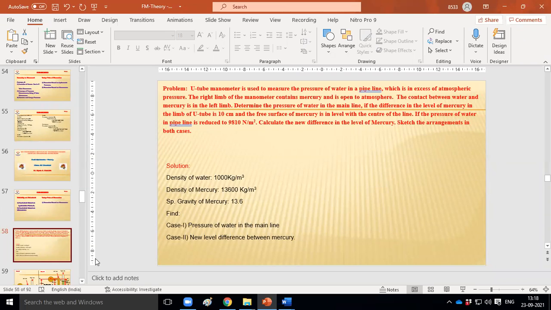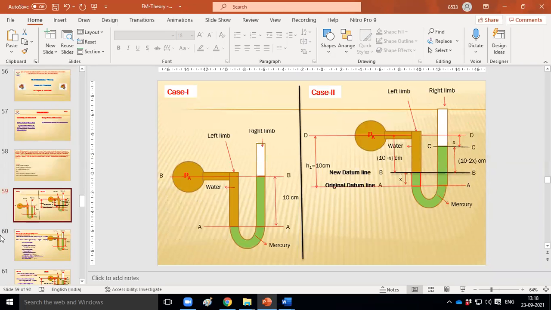We already plotted the figure. This sketch was drawn initially. The left side is case 1, the right side is case 2. The left side part is already finished. Is it? The left side part is already finished. Am I right? Yes, sir. Now the right side part, a few things already discussed.